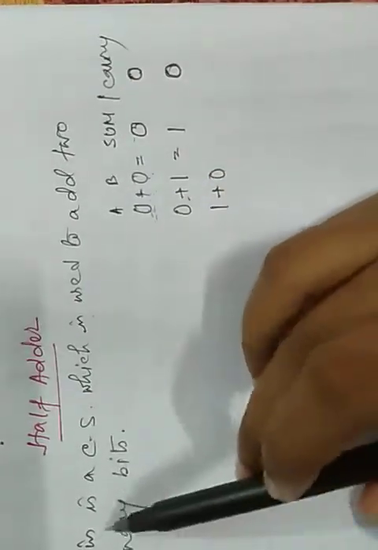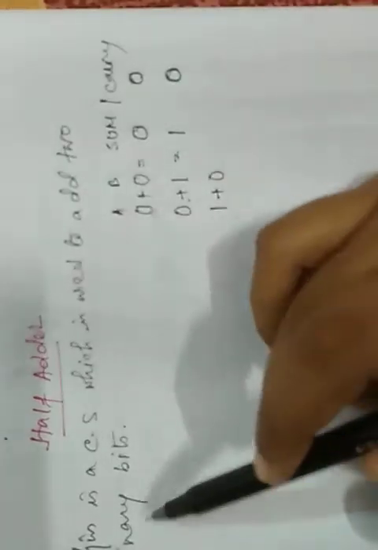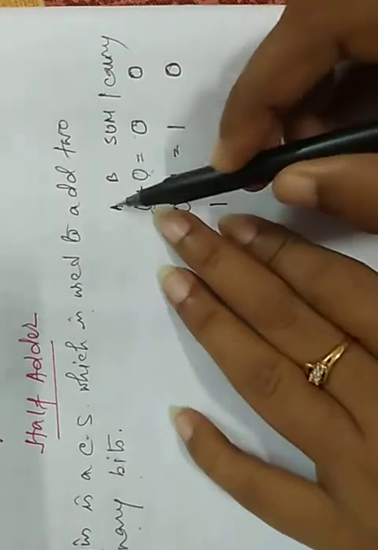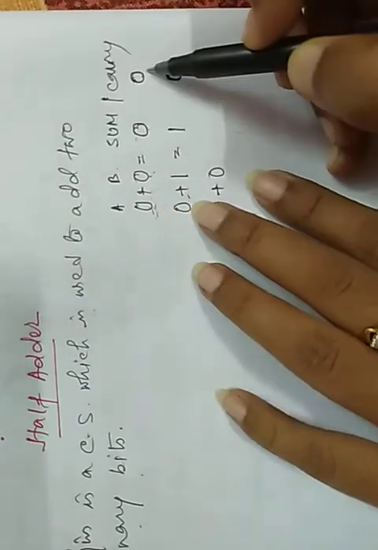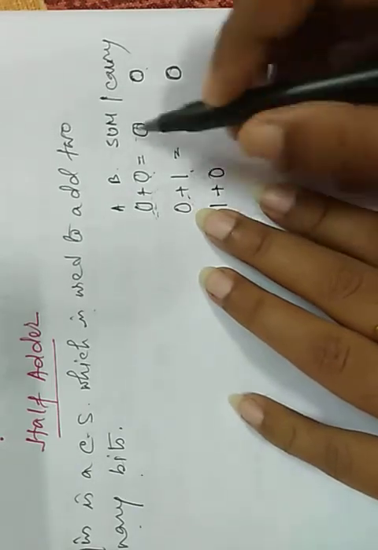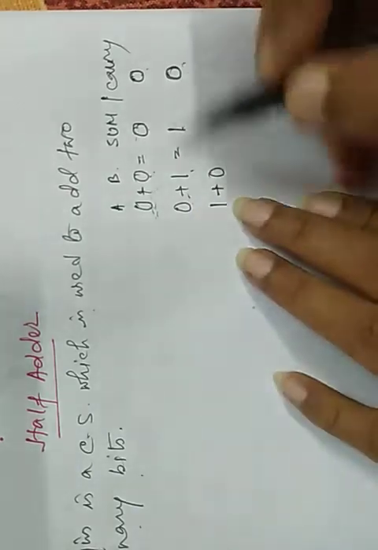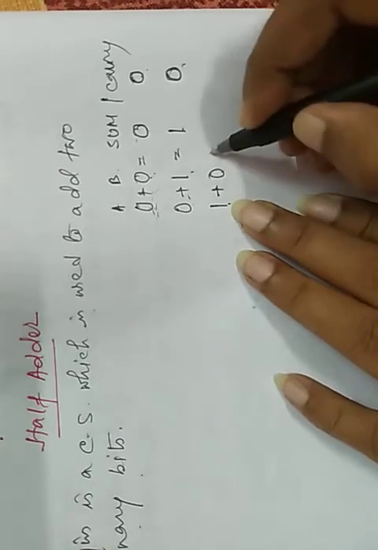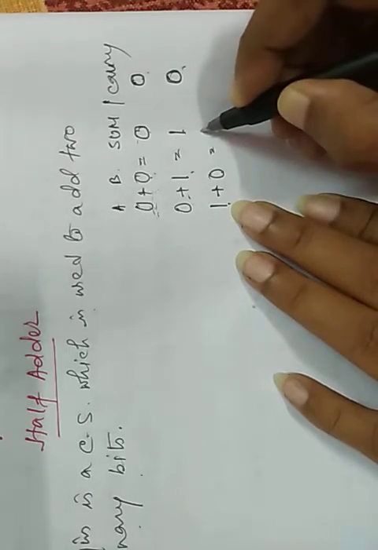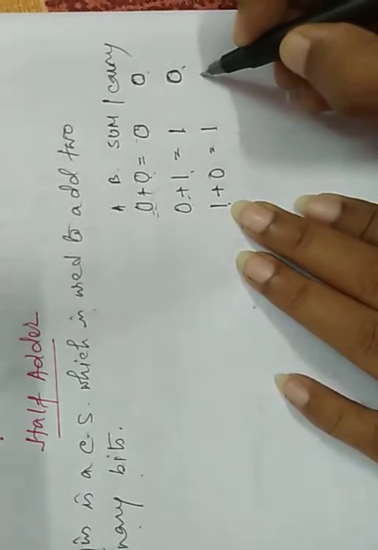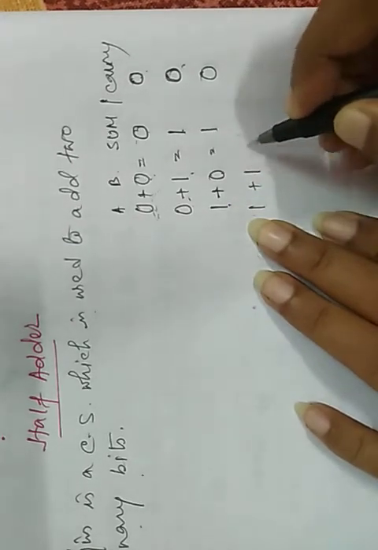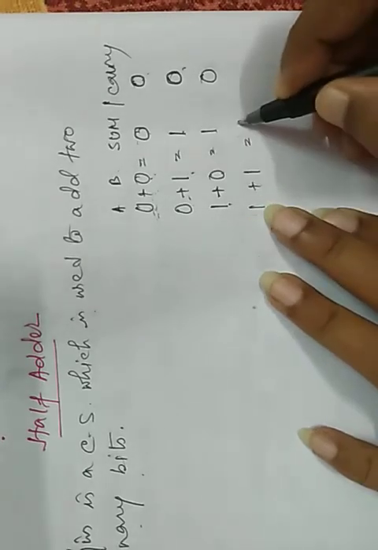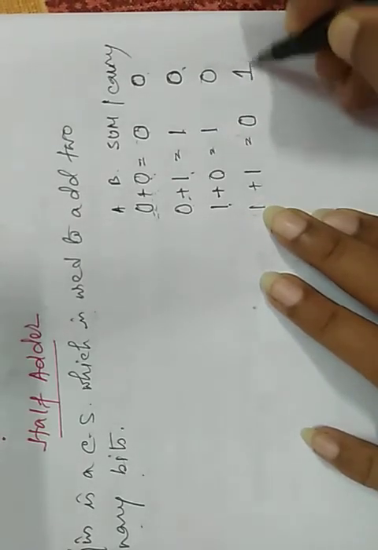I have said that this is a combinational circuit which is used to add 2 bits. So obviously A and B are the 2 bits. Maybe A is 0, B is 0: sum is 0, carry is 0. A is 0, B is 1: sum is 1, carry is 0. A is 1, B is 0: again sum is 1, carry is 0. If both are 1, then we know that 1 plus 1, sum is 0, carry is 1.